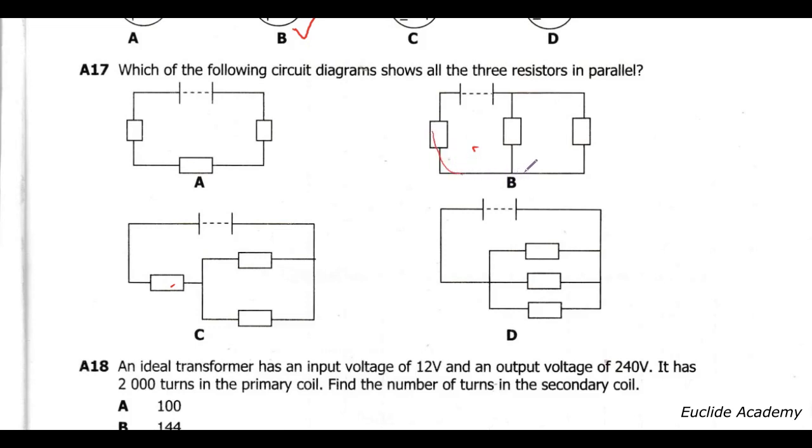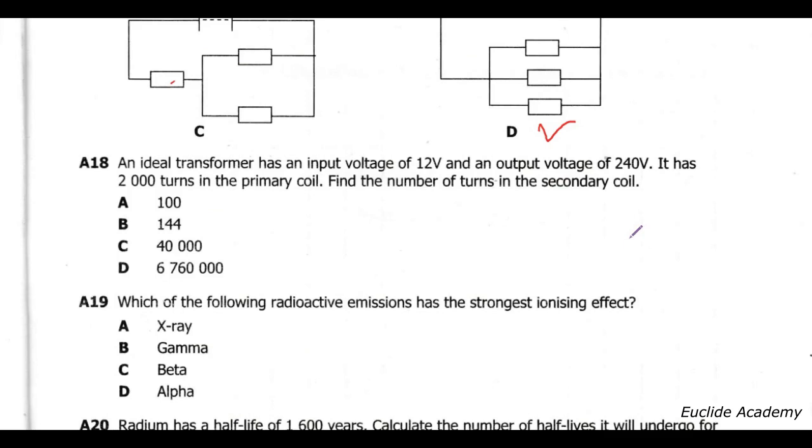Actually, these are in parallel. And then we can have D here. They're all in parallel. An ideal transformer has an input voltage of 12 volts and an output voltage of 240 volts. It has 2000 turns in its primary coil. Find the number of turns in the secondary coil. So we know that this is a step-up transformer because the output is higher than the input. So it's a step-up transformer.